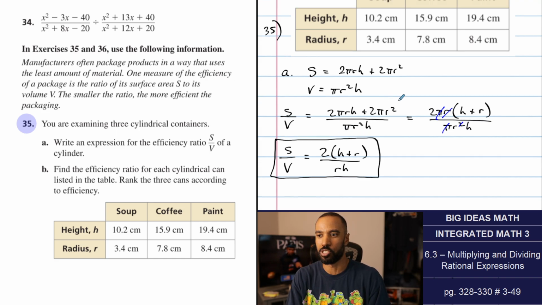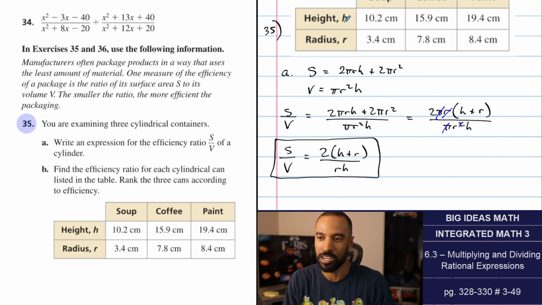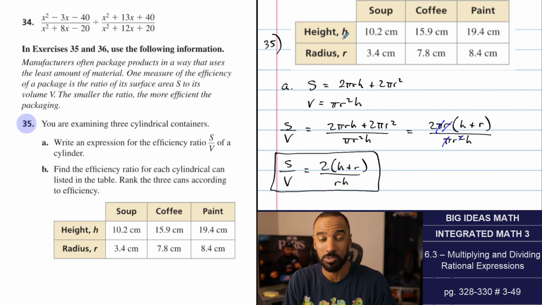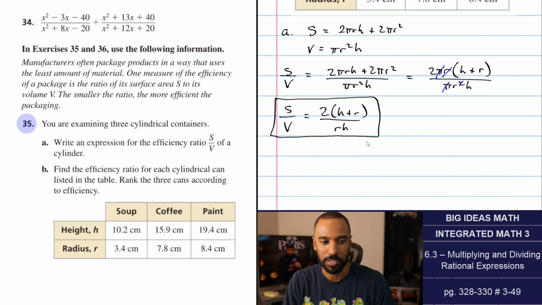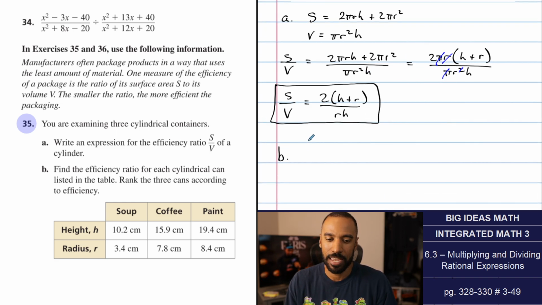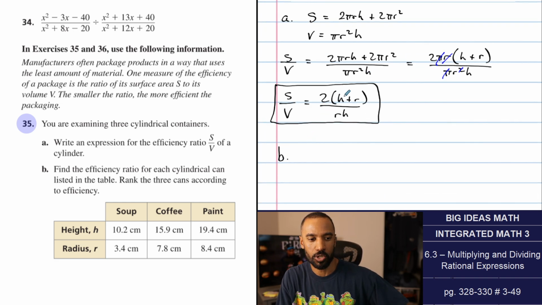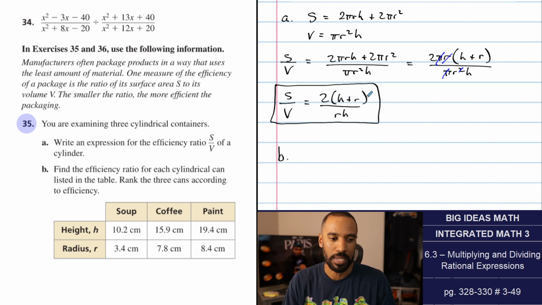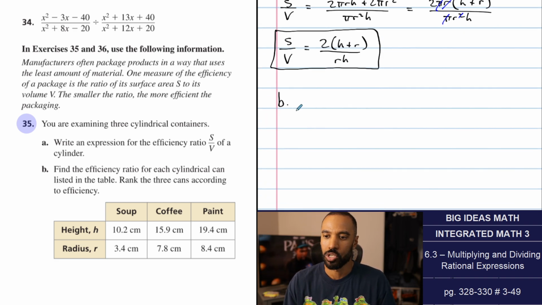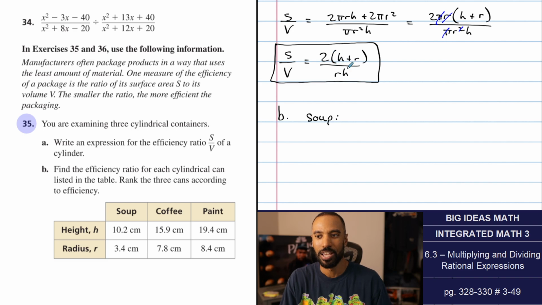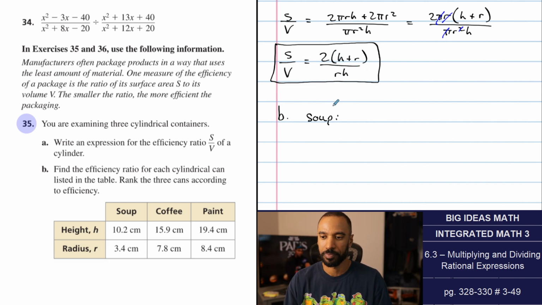I wonder if that's helpful to do anything. Oh, these are heights and radii. I didn't notice. I thought these were surface areas and volumes. Oopsie. So, perfect. We can use these now with a simplified version. Perfect. Part B says find the efficiency ratio for each cylindrical can listed in the table. Rank the 3 cans according to efficiency. So, for soup, and I know I copy pasted the table, but I can't see it anymore on my screen. So I'm going to use this formula for this.